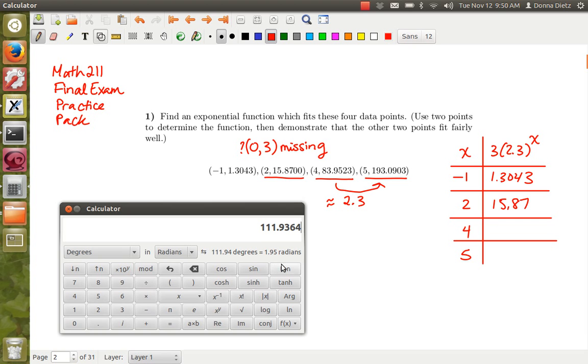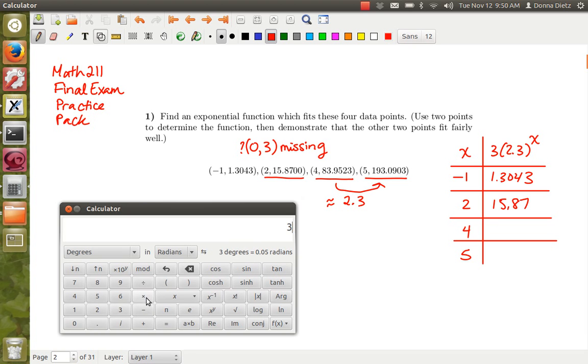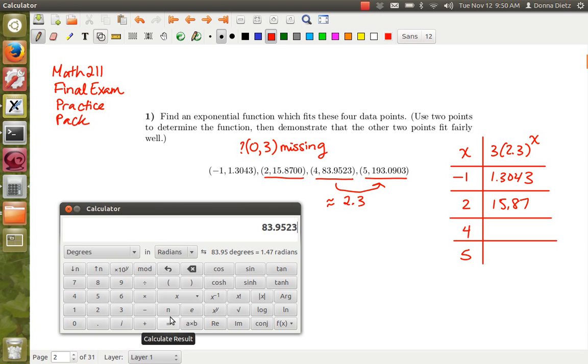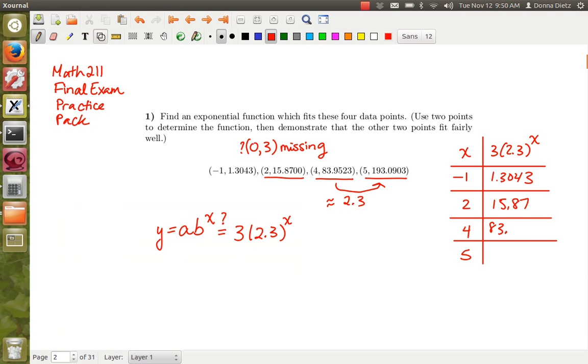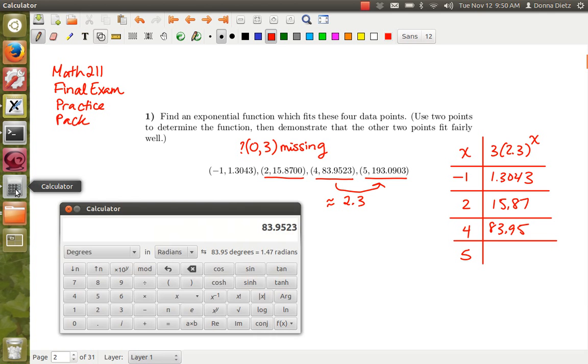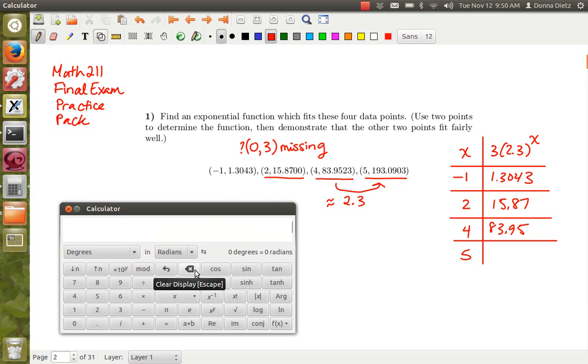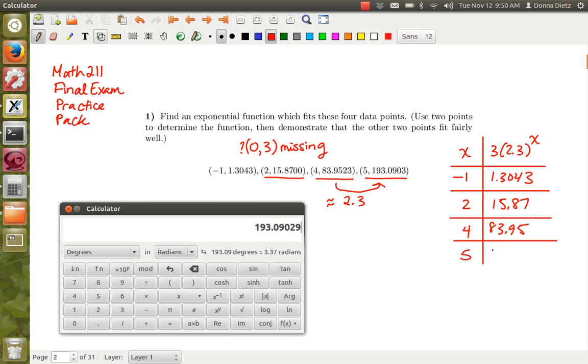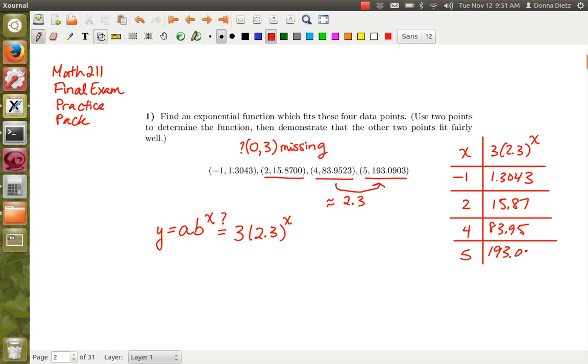Oops, did I do something wrong? 3 times 2.3 to the power of 4. Must have been a typo. You probably saw me make the typo, but I didn't. So sometimes you make typos. Okay, and then finally, we know that this was a factor of 2.3, but we want to be sure. Well, that's correct. Okay, so we're sure. We actually found the correct formula, and we actually demonstrated it.